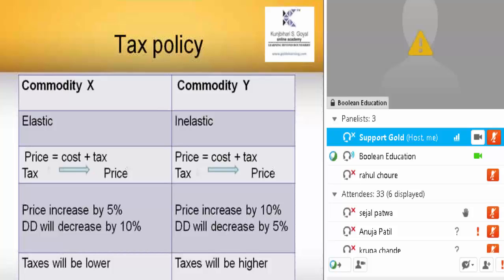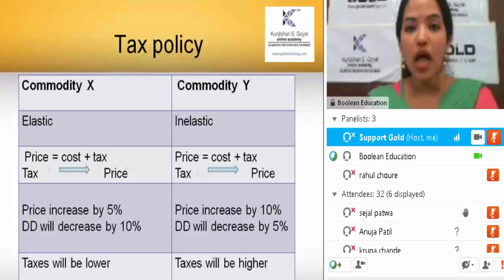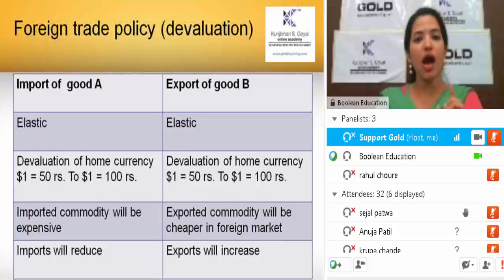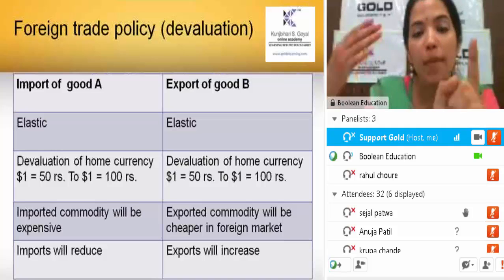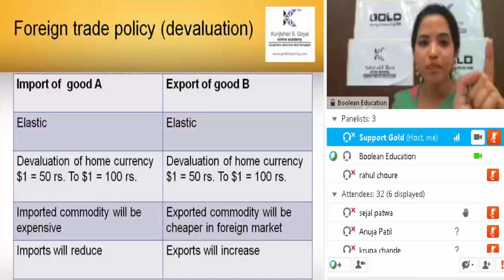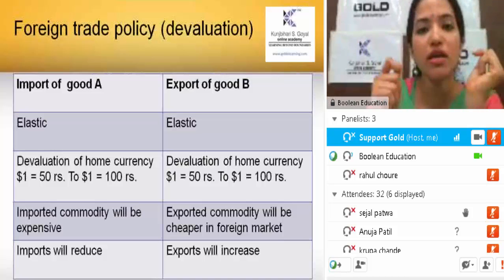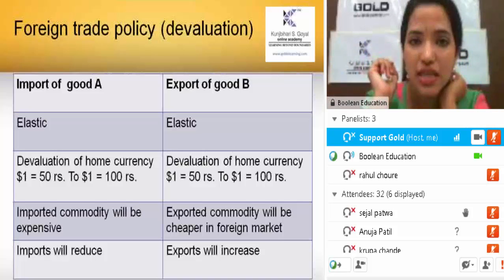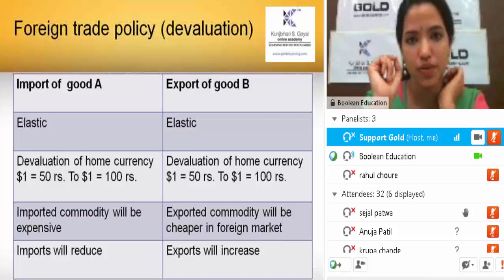Now when we say devaluation of the currency, it means that in the international market our currency is cheaper. Suppose you are an American citizen and you want to buy some Indian rupees. You give $1, you get 50 rupees, right? When the Indian government devaluates the currency, what will happen? When you give $1, you get 70 rupees in return. That is, now Indian currency is cheaper in the international market. That is known as devaluation.